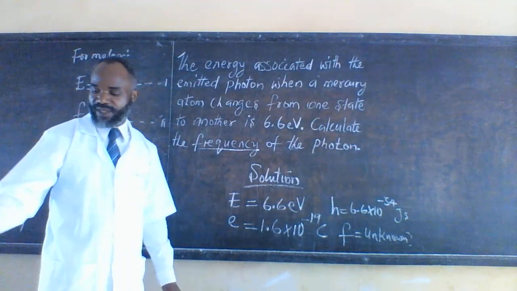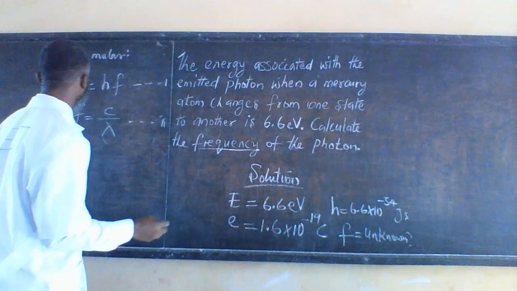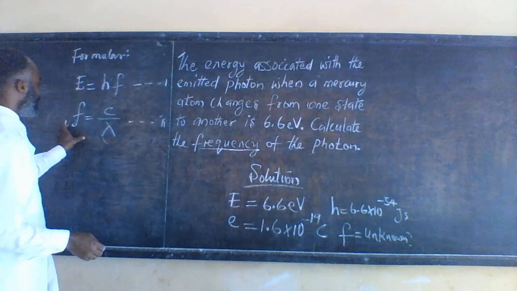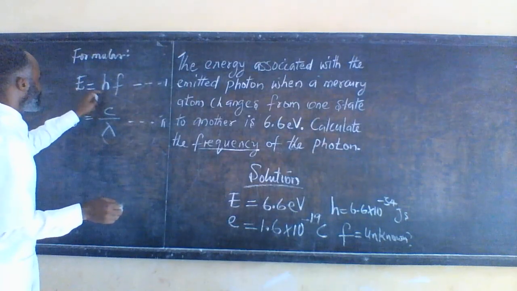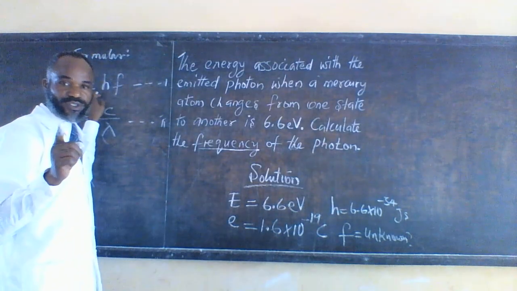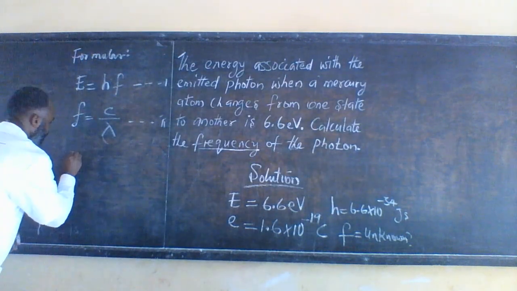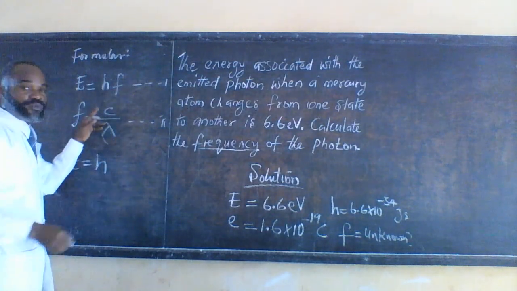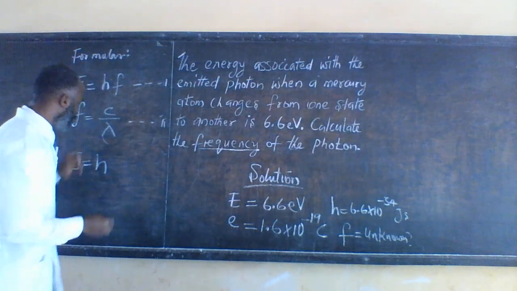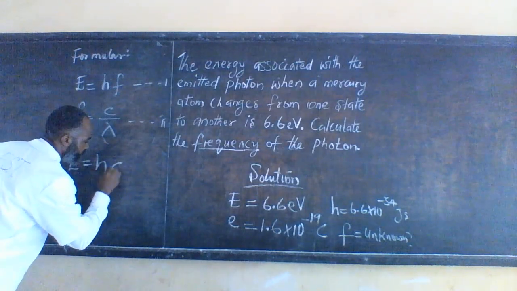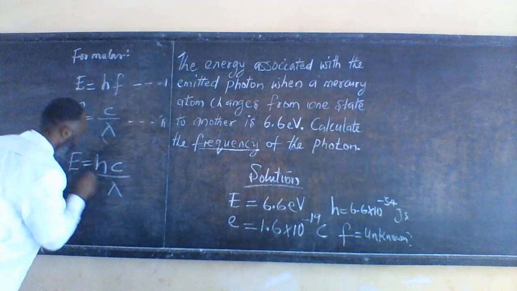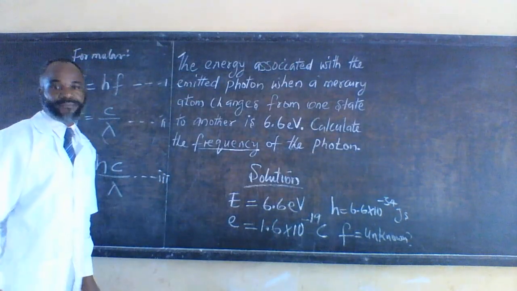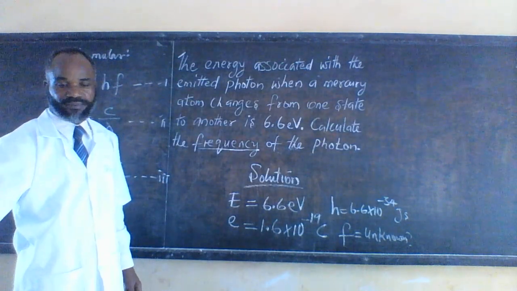Since we're looking for frequency, we can use this. We can also replace this and get a third equation. So we can say that E is equal to h, and in place of frequency, we put speed of light over wavelength. That becomes E equals hc all over wavelength. This is equation number three.